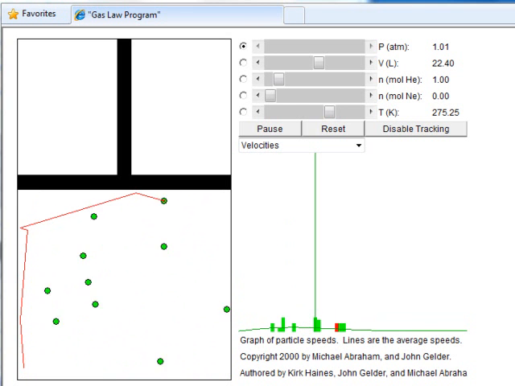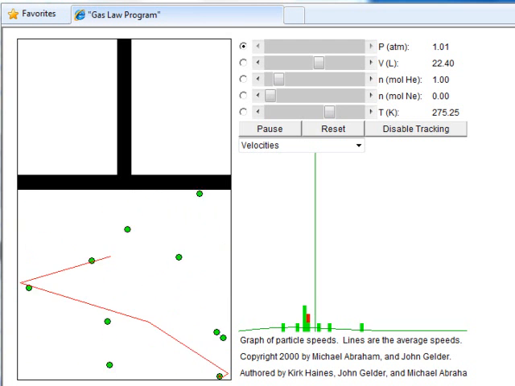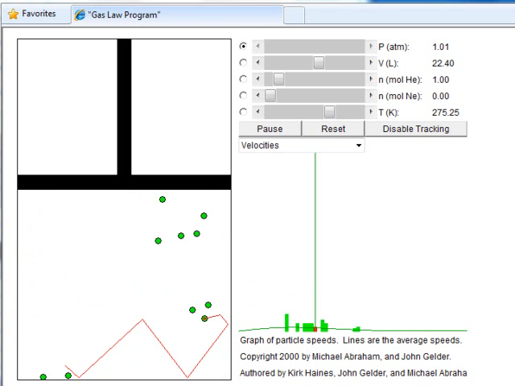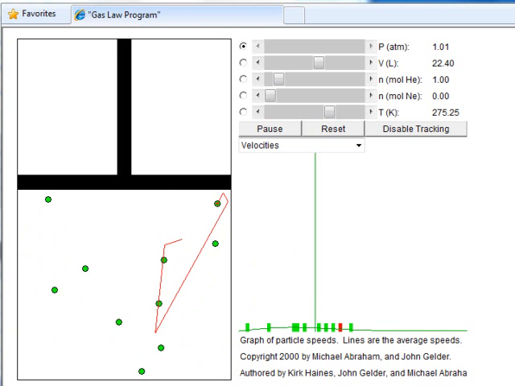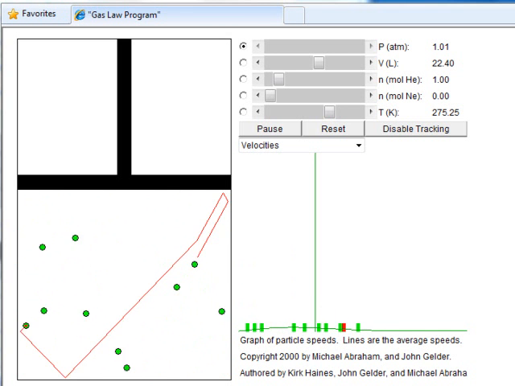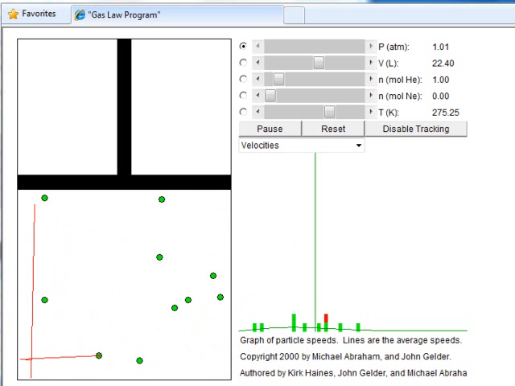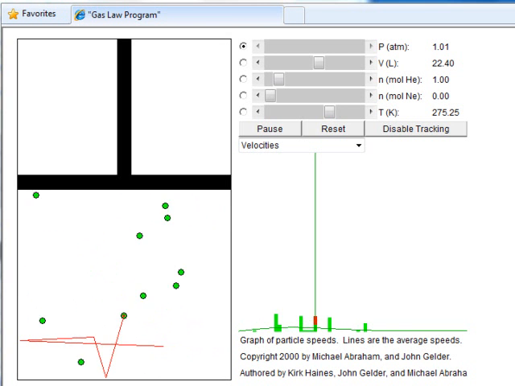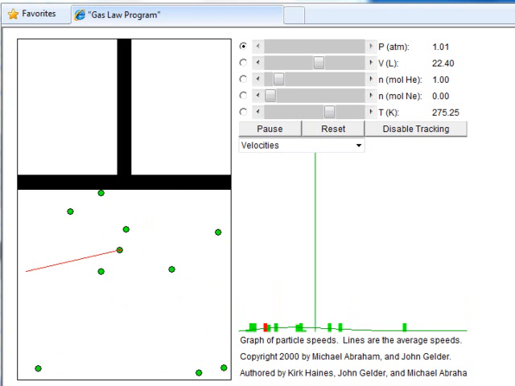But what about all those other green boxes that are on the graph as well? What are those showing us? Go ahead and take a minute to see if you can figure that out. Just as the red box shows us the speed of our tracked particle, all the green boxes on the graph show us the speed of each individual particle in our system.